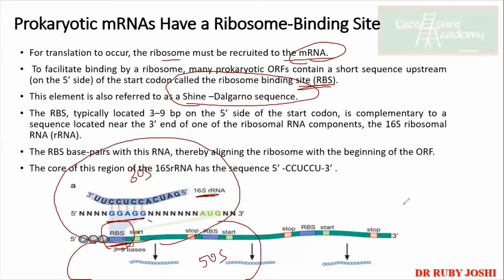Similarly, in the case of eukaryotes also, we have certain sequences which make sure that the ribosomes come and bind to those particular regions. In the case of eukaryotes, it is known as the Kozak sequence. Okay, you can see GGAGG. So obviously here it will be CCUCC, correct? Opposite. You just have to remember it that way. Complementary.